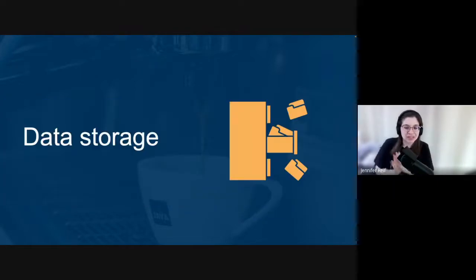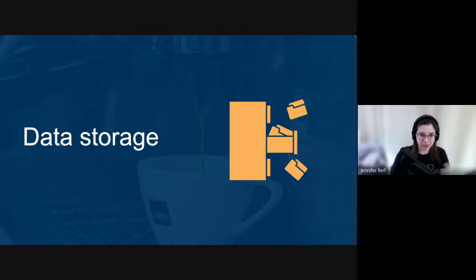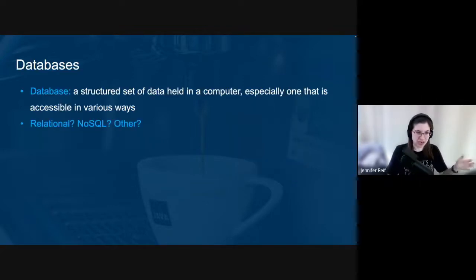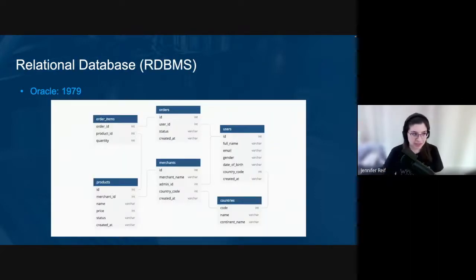Okay, so let's talk a little bit about data storage. Most of us are probably familiar with databases and data storage, but let's recap and figure out where graph fits in this. A database, at a base level definition, is just a structured set of data held in a computer, usually one that's accessible in various ways. Whether you're dealing with relational or NoSQL databases or other types, all of them will do this core main thing: they hold some structure of data in the computer that you can access in a variety of different ways.